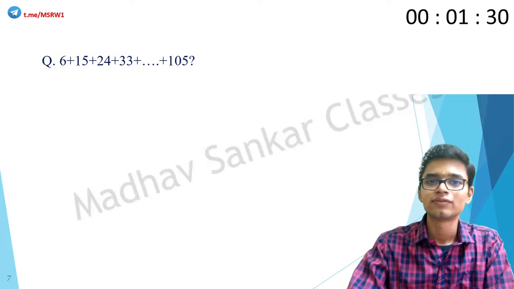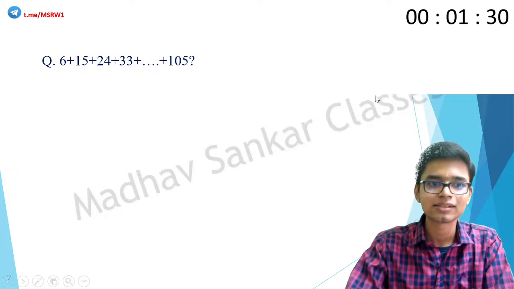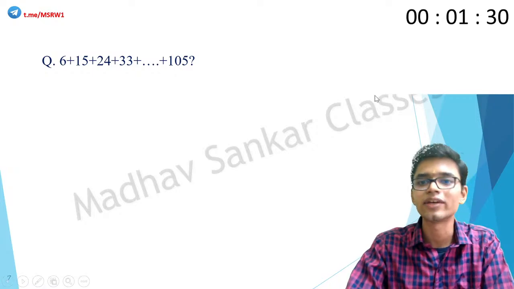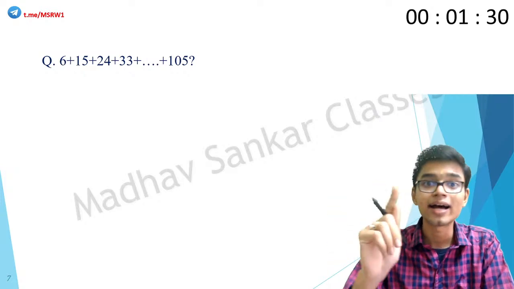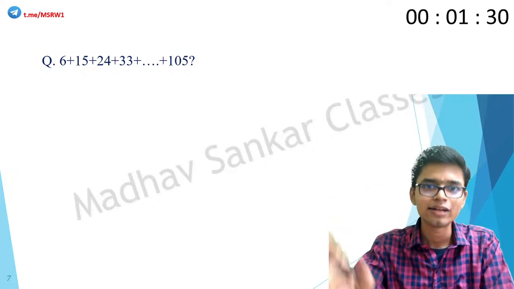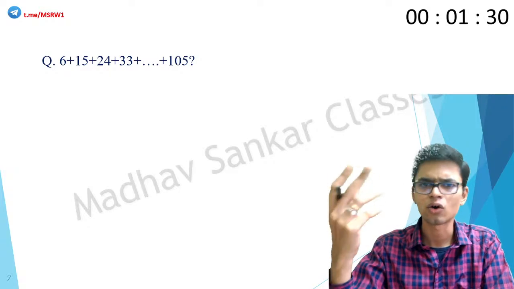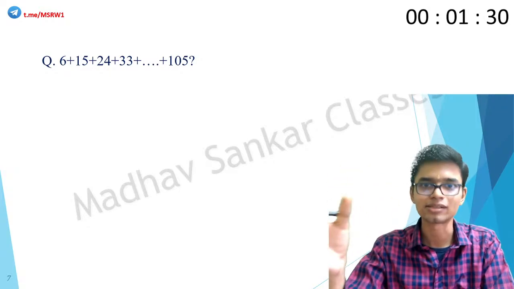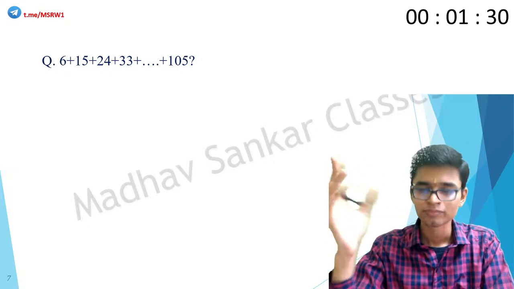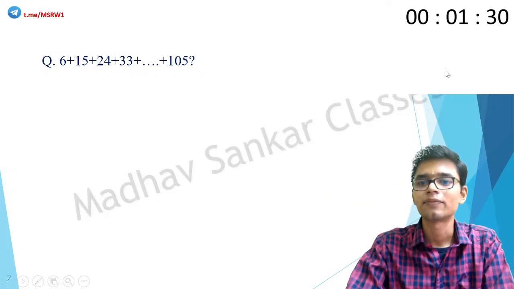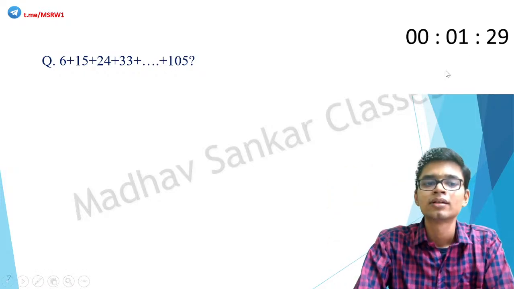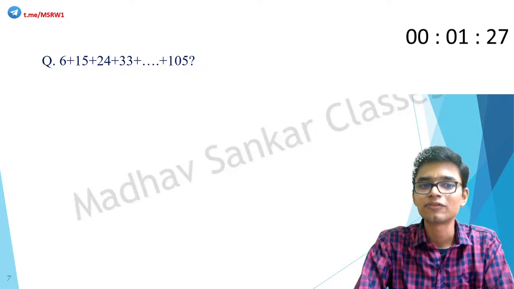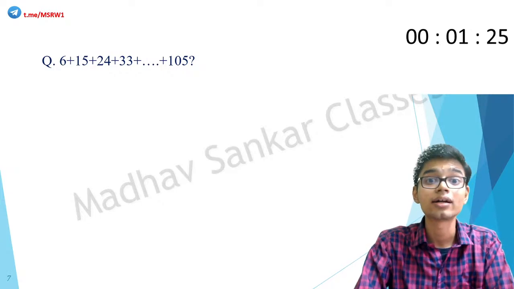Find out the value of this series. 6 plus 15 plus 24 plus 33 all the way to 105. The first thing to do is identify the type of the series and then find the value of a and r, or d, whichever it is, and then find the value of n and do it. 1.5 minutes. 6 plus 15 plus 24 plus 33 all the way to 105.